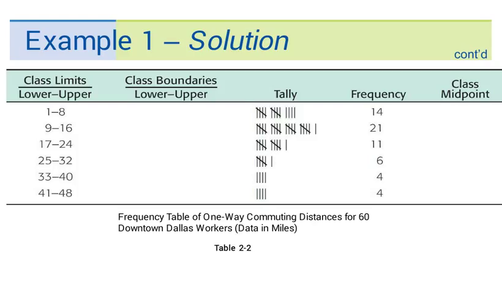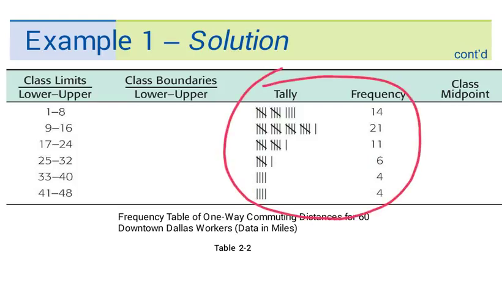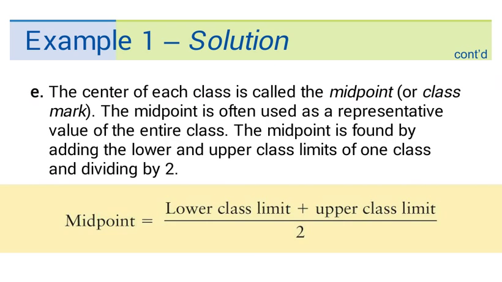Once I do that for each of my classes, I should have a tally and a frequency that looks like what I've circled here. So 14 commuting distances between 1 and 8 miles, 21 commuting distances between 9 and 16 miles, 11 commuting distances between 17 and 24 miles, and so on.